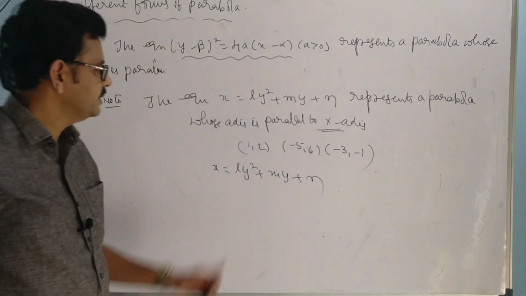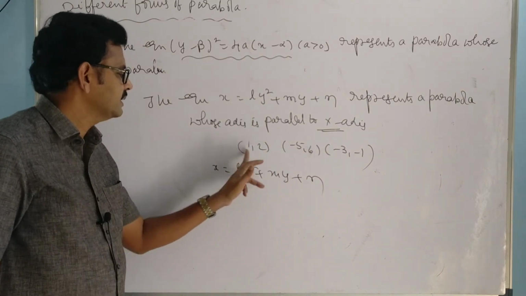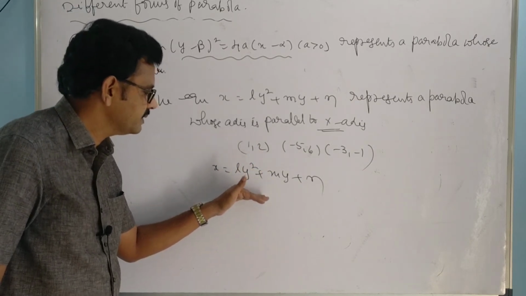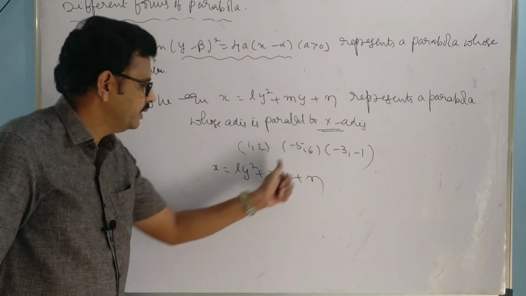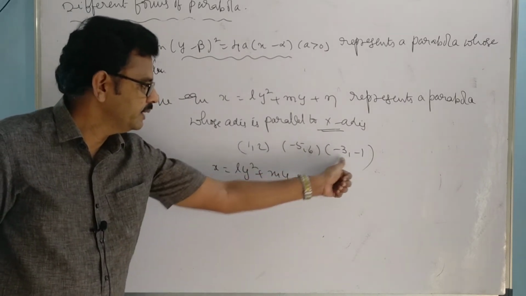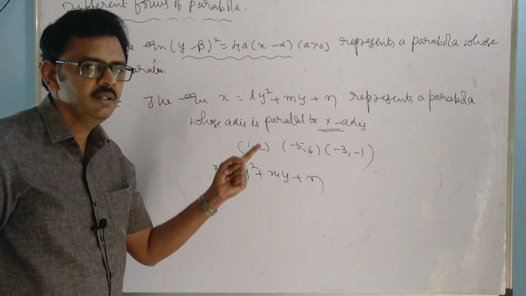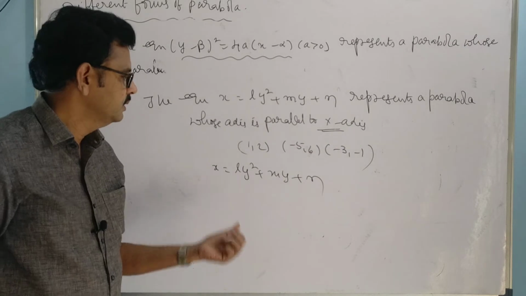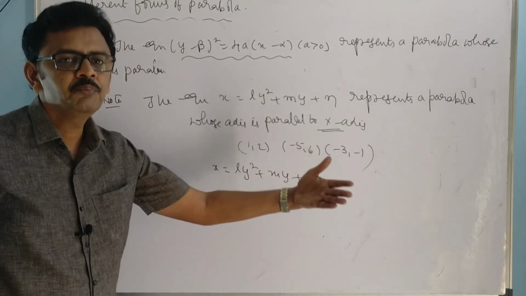Since the parabola passes through 1 comma 2, in place of x and y write 1 comma 2. Then we get the first equation in terms of L, M, N. Passes through the second point, second equation. Passes through the third point, third equation. By solving these 3 equations you get the L, M and N values. After finding these values, write them in the equation. Then that is the equation of parabola.